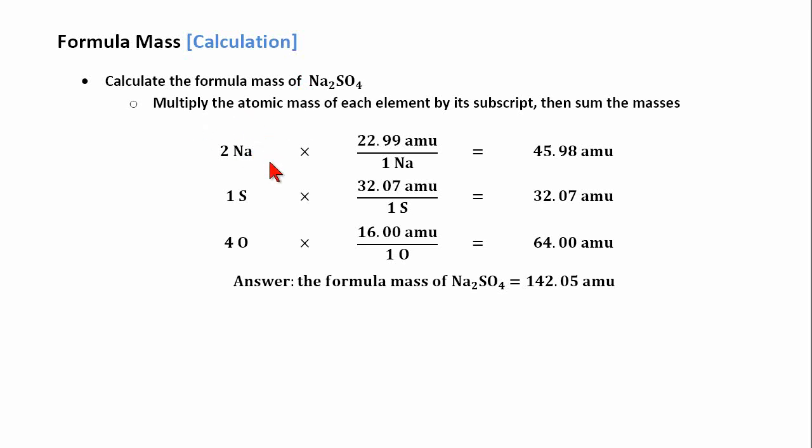So we take a look at the masses and we multiply them by the number of atoms. So there's 2 atoms of sodium, 1 atom of sulfur, 4 atoms of oxygen, multiply them by the AMUs per atom, and we get atomic mass units. We sum these units up, and we get a formula mass of Na2SO4, which is 142.05 AMU, and this is very similar to some of the weighted average problems you've solved previously.